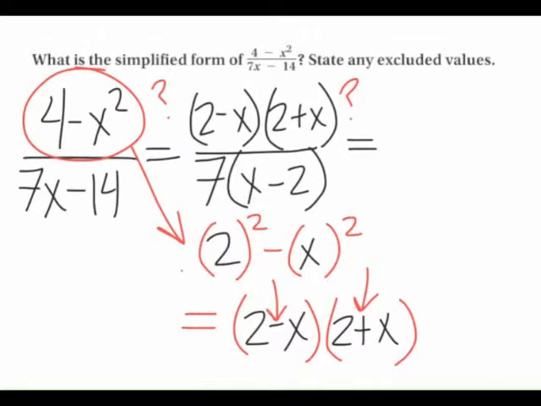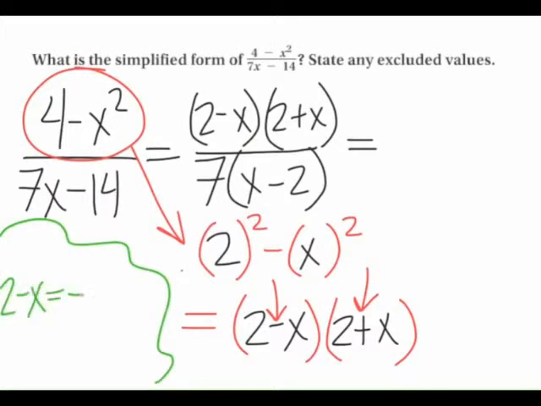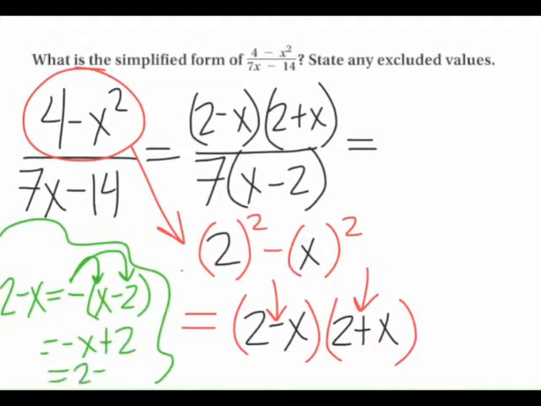But look at what we have here. We have 2 minus x on the top and x minus 2 on the bottom. It turns out that these two are basically exactly the same, except 2 minus x equals the negative of x minus 2. Do you see why that's the case? If you were to distribute that minus sign, we would get negative x plus 2. And if we flip the order, this is 2 minus x. So they're the same exact thing.